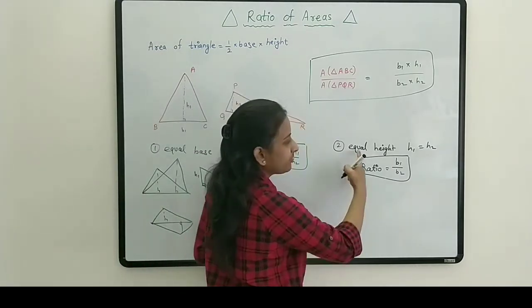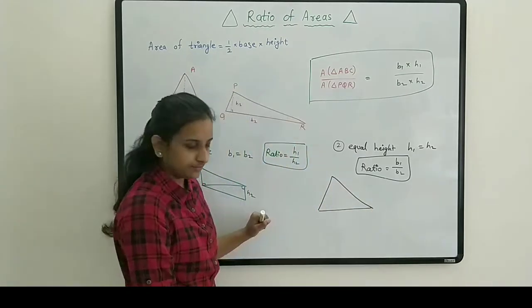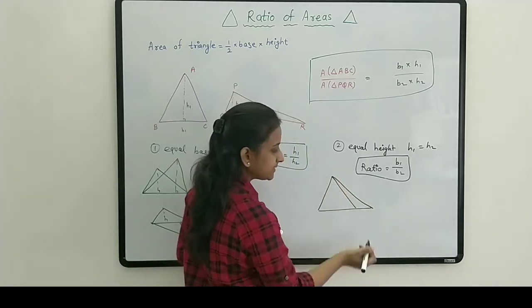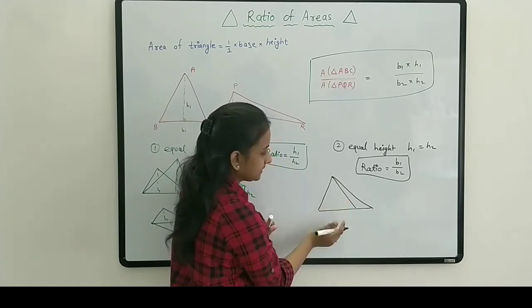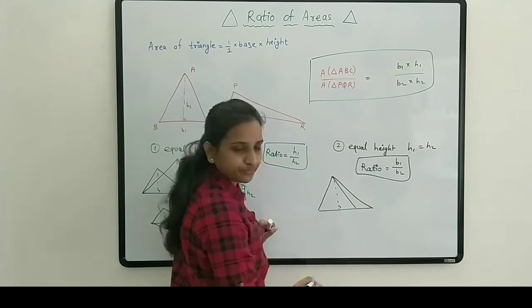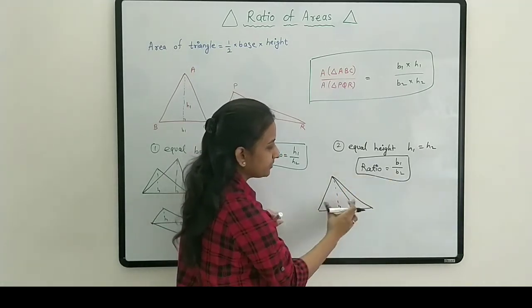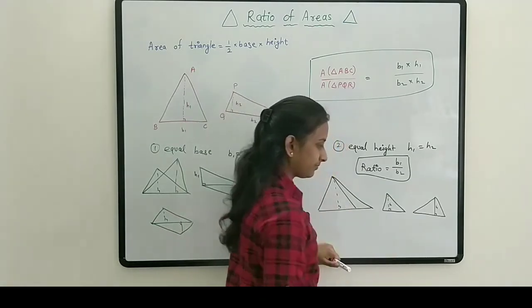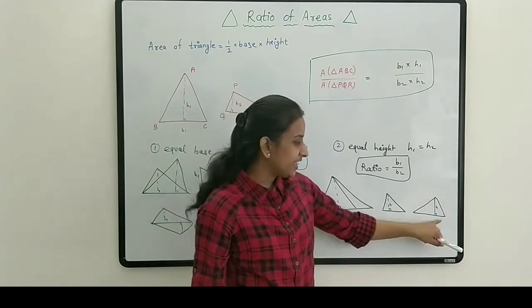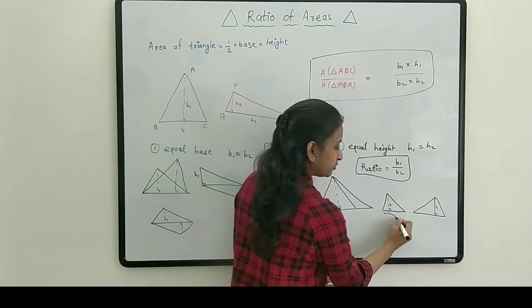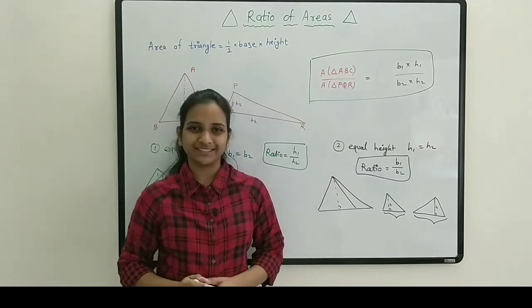See, two triangles of equal height can be like this. This is the first triangle and the second triangle is inside this. First is the bigger triangle, second triangle is like this. For both the triangles, the height is the same. Right? Then for these triangles, the ratio of areas is nothing but the ratio of their corresponding bases. For these two triangles, again the height is equal. The ratio of their areas is nothing but the ratio of their corresponding bases. Fine. Now let's solve a few examples on this.